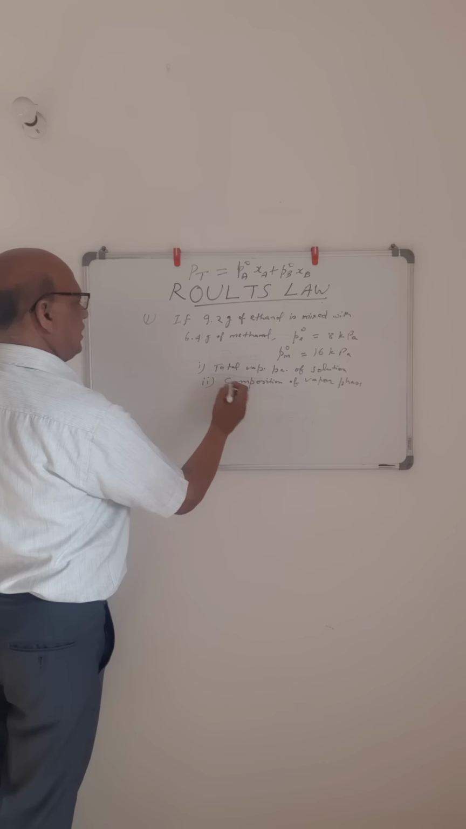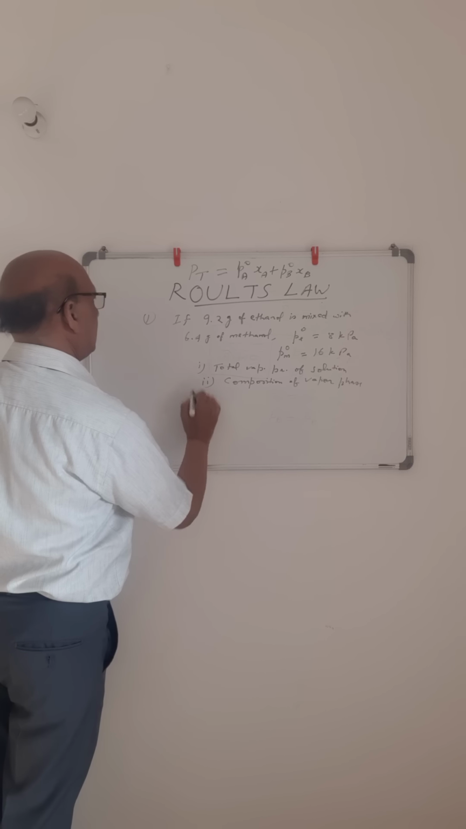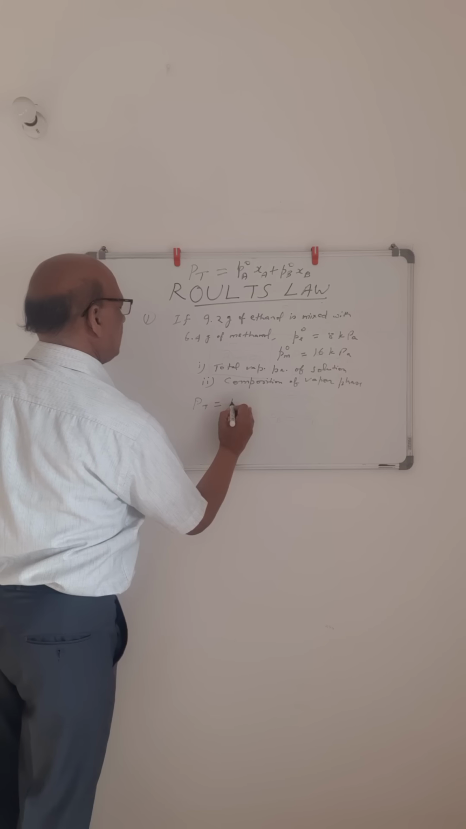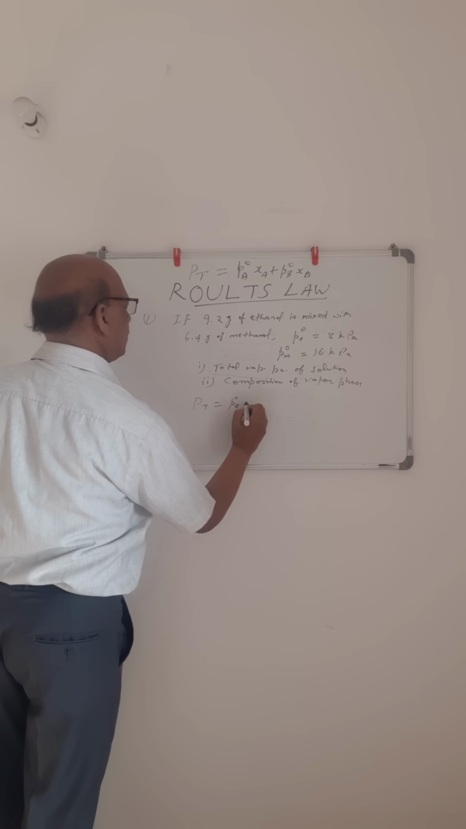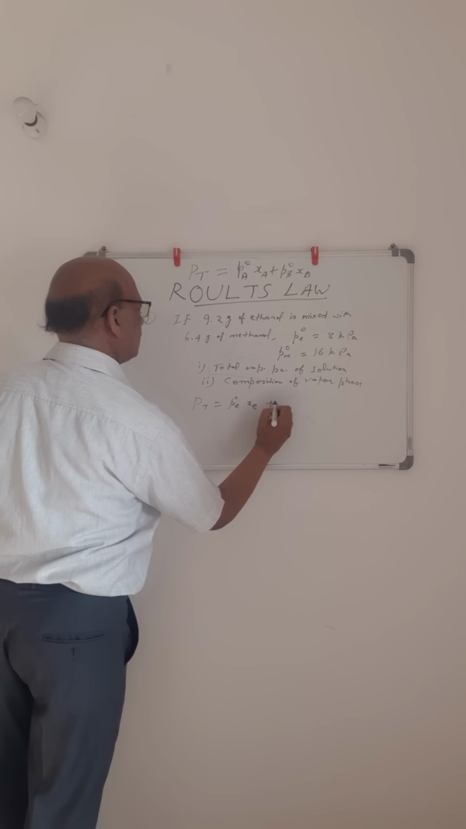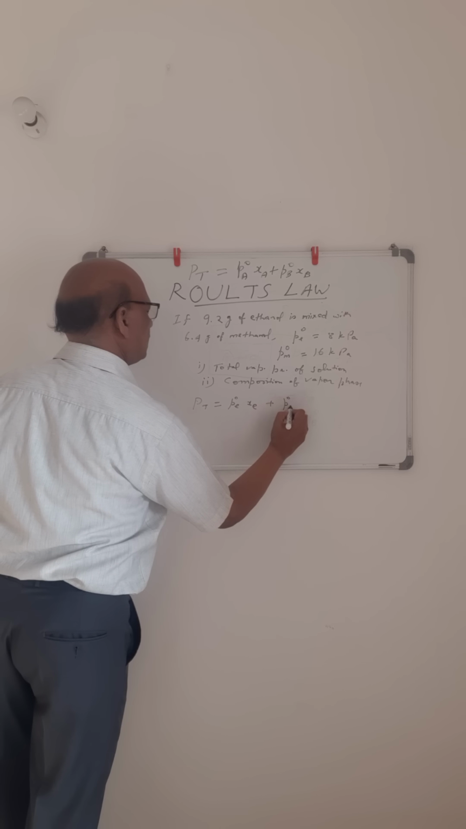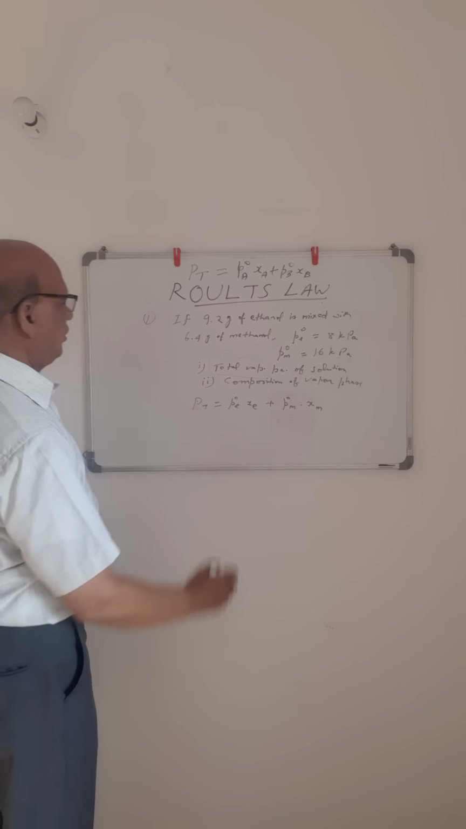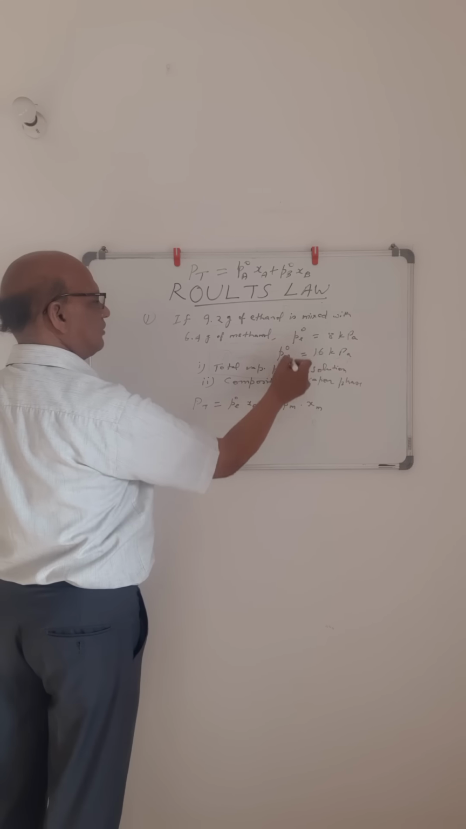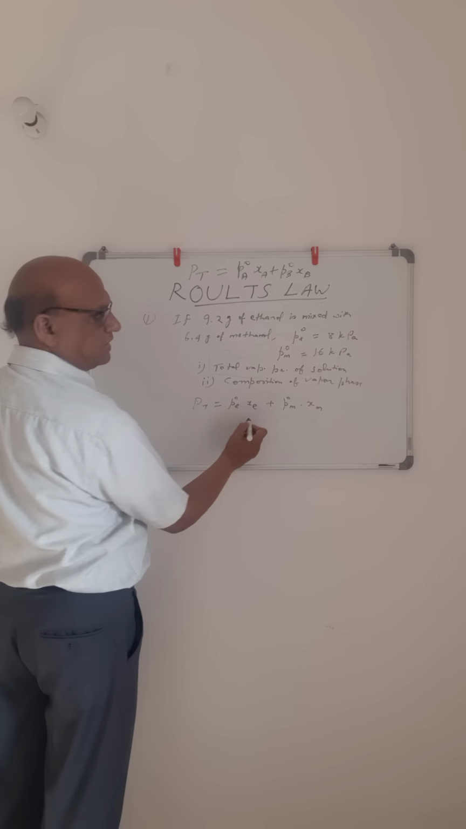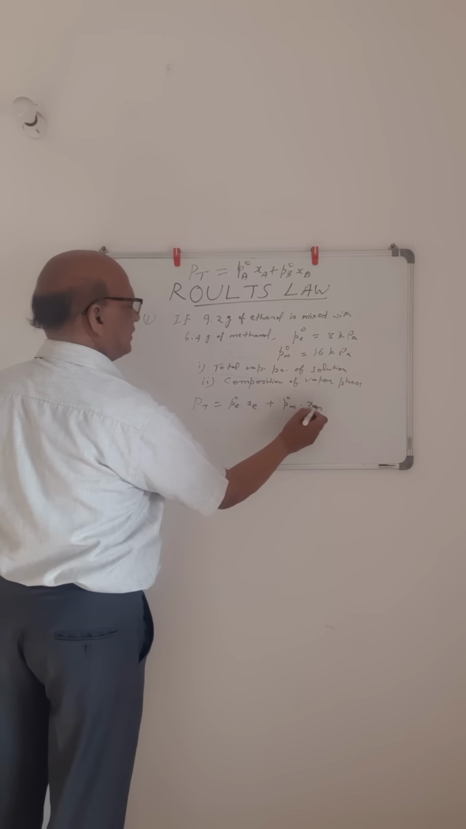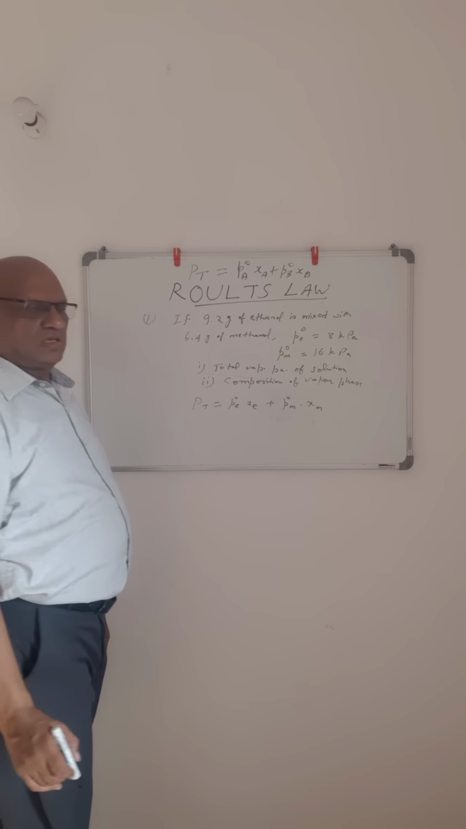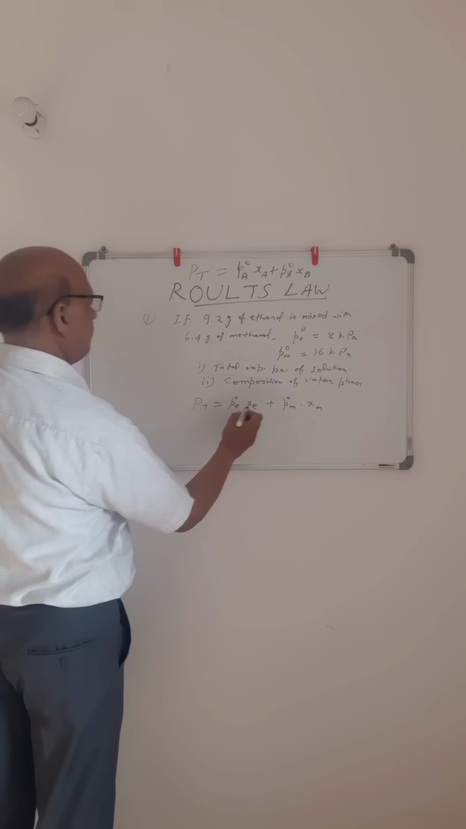So we will apply the same formula, that is P total is equal to P naught ethanol into X of ethanol plus P naught of methanol into X of methanol. Now P naught of ethanol and P naught of methanol are given to us. What we have to find out is Xe and Xm, that is the mole fraction of ethanol and the mole fraction of methanol in the solution. So how will we do it?